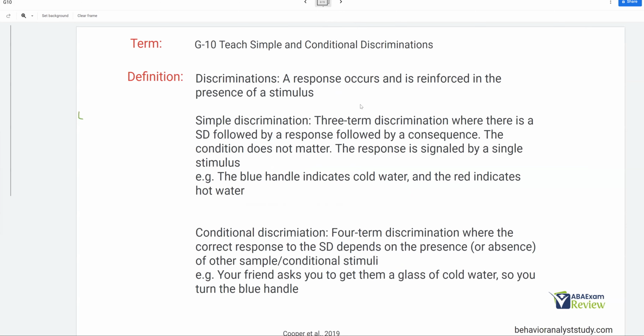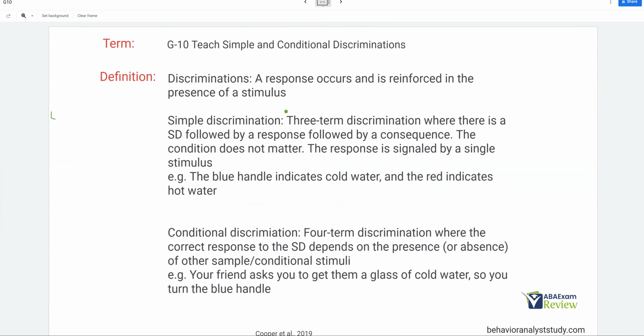Let's get going. So let's start with what is a discrimination? It's when a response occurs and is reinforced in the presence of a stimulus. Very straightforward, right? If I have a square and a triangle, I give an SD, point to square. You point to square, I reinforce. That's discrimination. Very, very simple.